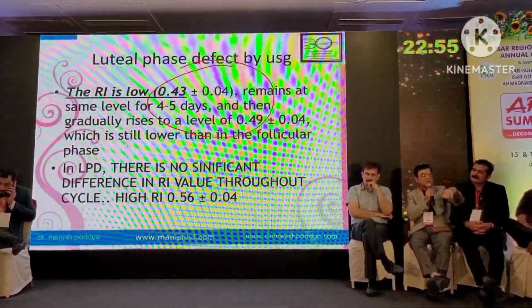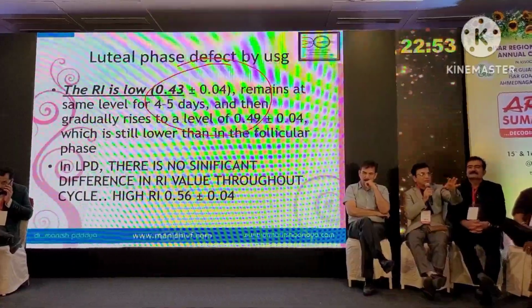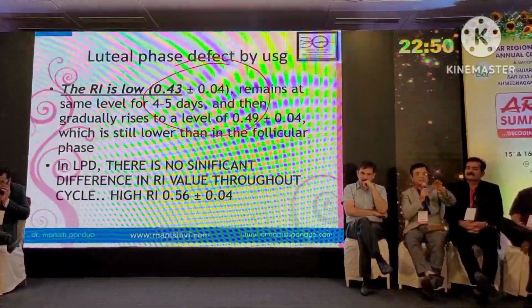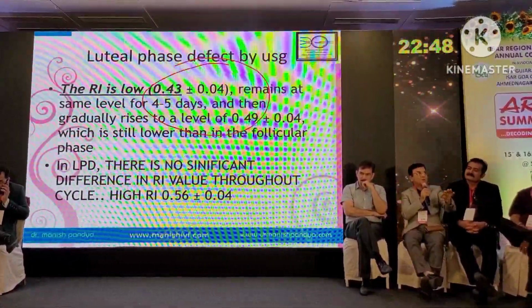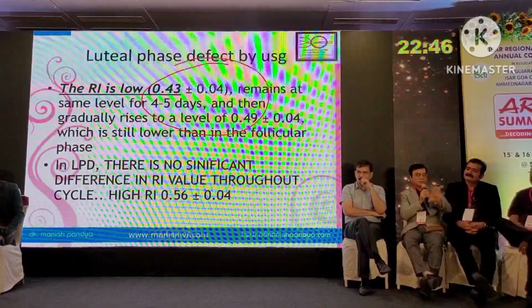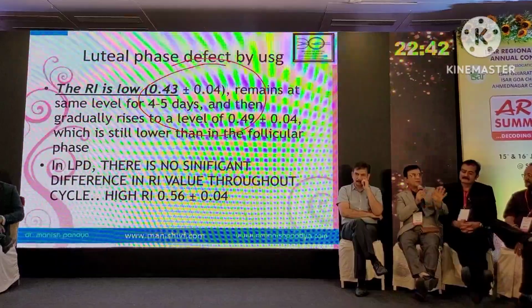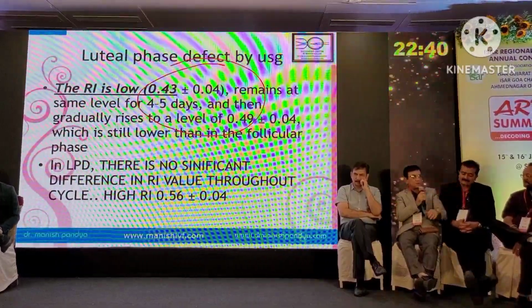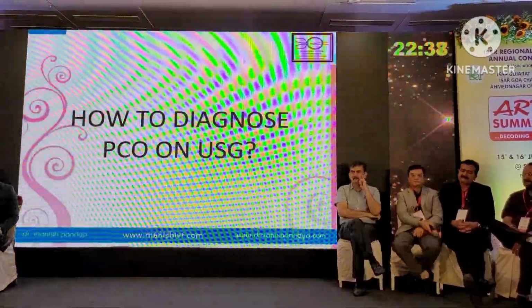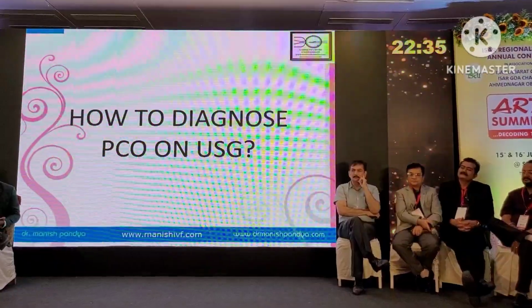And when we switch on the values, then we see RI and all that. So RI should be less than 0.4. Less than 0.4, then it is a good corpus luteum. And if it is more than 0.45 or more than 0.5, then definitely it is going for luteal phase defect. Fantastic.